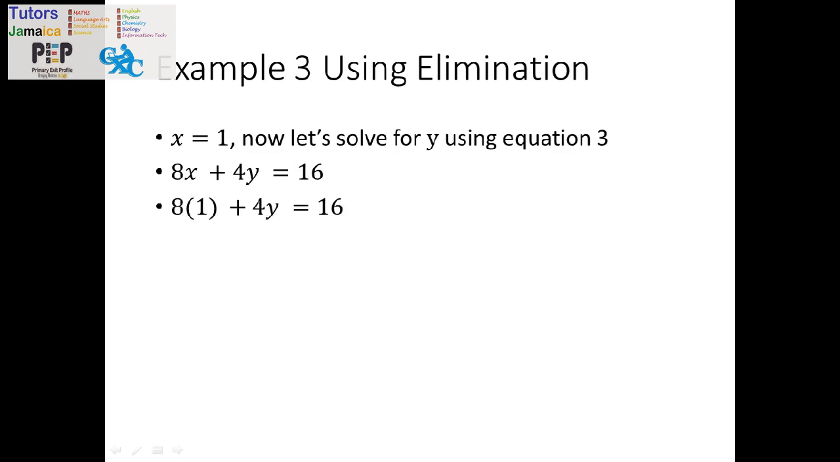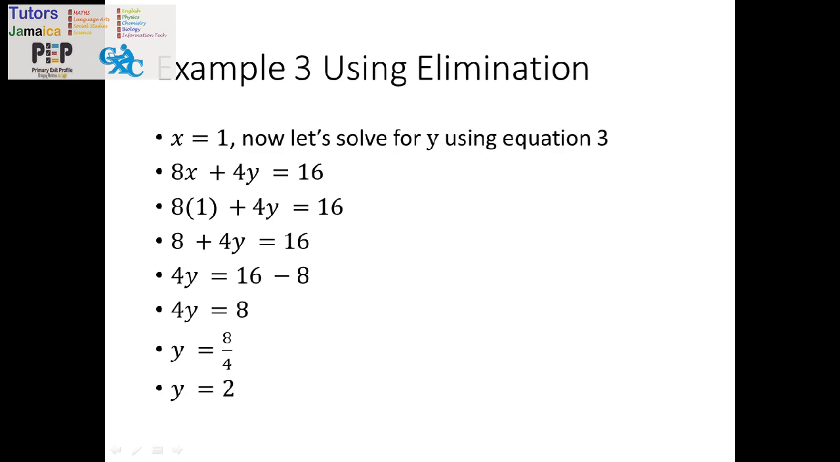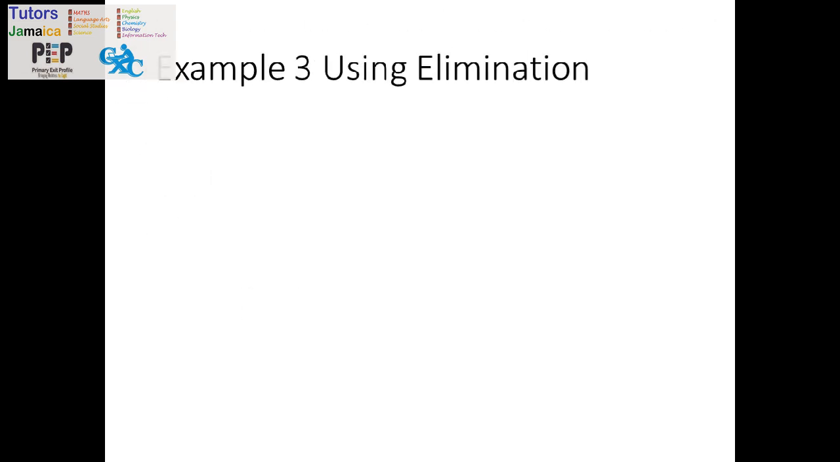So 8 times 1 plus 4 times y equals 16. Right? So we get 8 plus 4y equals 16, which is saying 4y is equal to 16 minus 8. So 4y is equal to 8. So y is equal to 8 over 4. So y is equal to 2. Right? So we know that x is equal to 1, y is equal to 2.